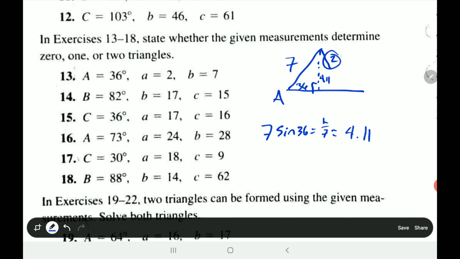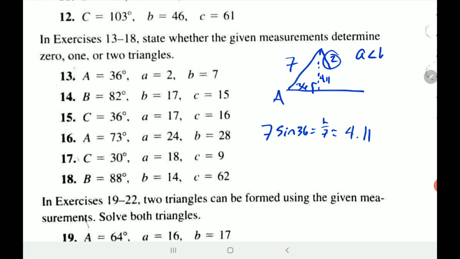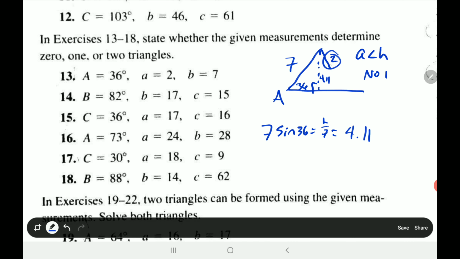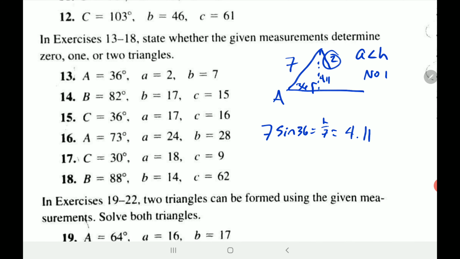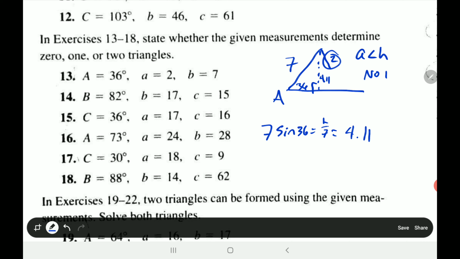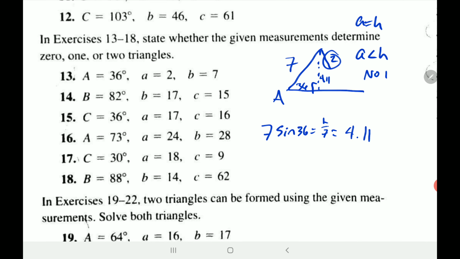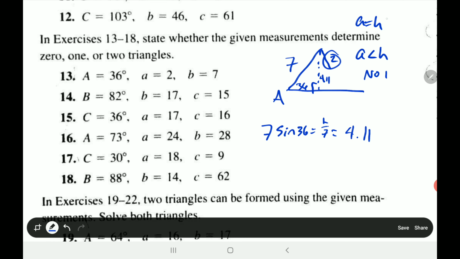So if your opposite side, if A is less than the height, there is no triangle. There's no way a triangle is formed. Okay, A has to at least be the height. In fact, you remember back in geometry, the shortest distance from a point to the side is the perpendicular distance, the shortest distance from the vertex to the opposite side. So A has to at least be equal to the height. If it is, then there's one triangle. One triangle. Okay.